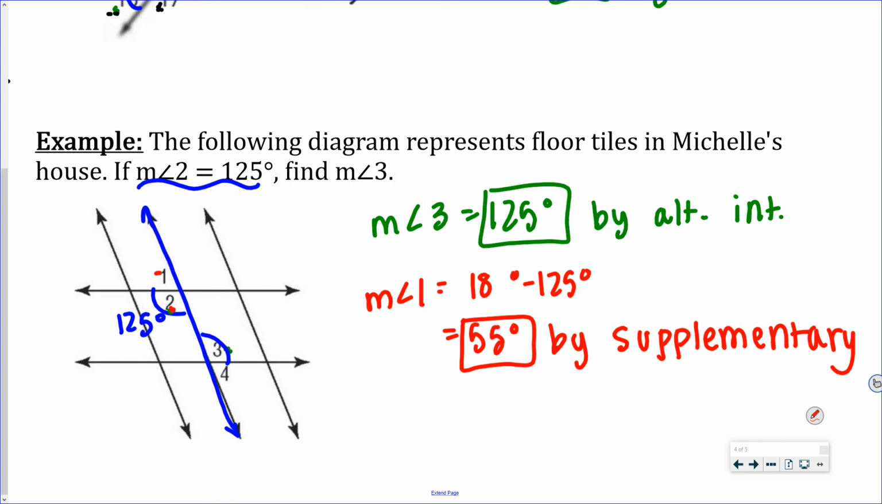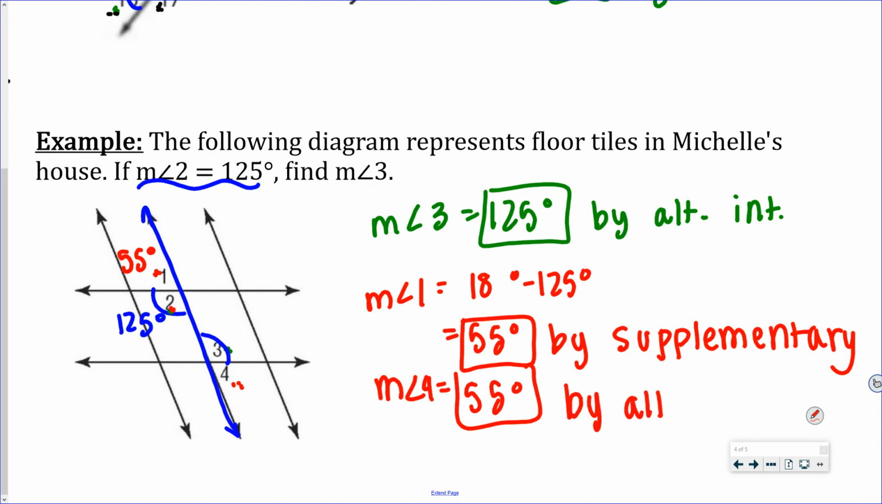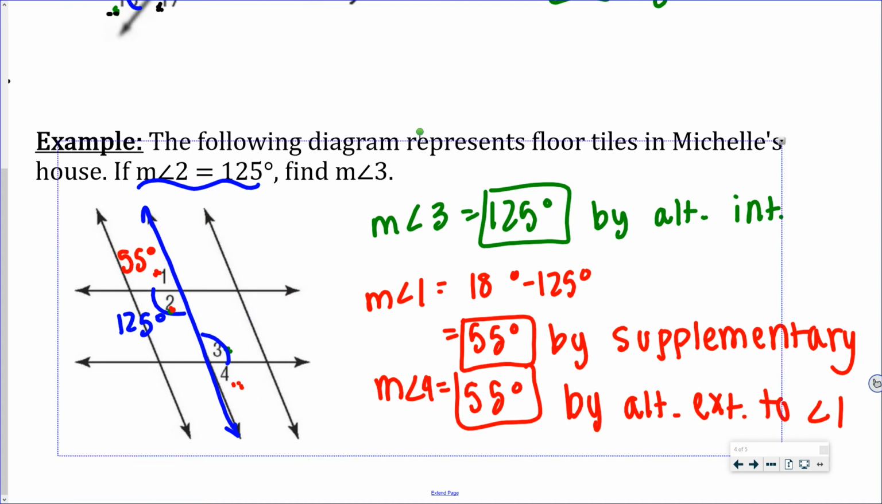Okay, so now that we know this one is 55, 4, a couple ways you could figure out 4. It's supplementary at 3. We could say it's alternate exterior with angle 1, so it's going to be congruent to angle 1. 5, alternate exterior to angle 1. Okay, now that wasn't given to us. So you're like, why couldn't I use angle 3 and say that they're supplementary? You could. Like I said, there's more than one way to find these.